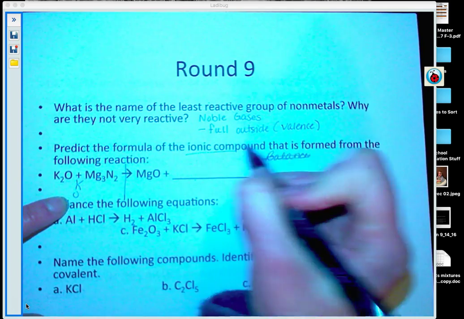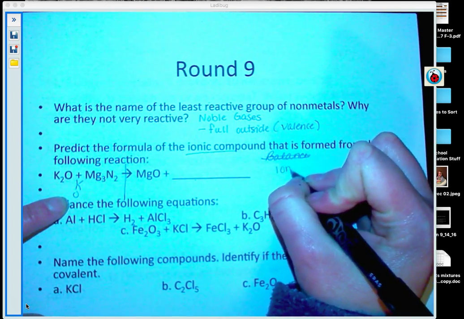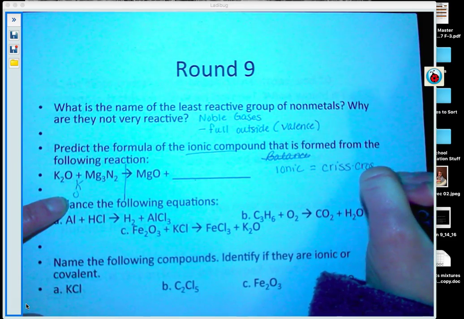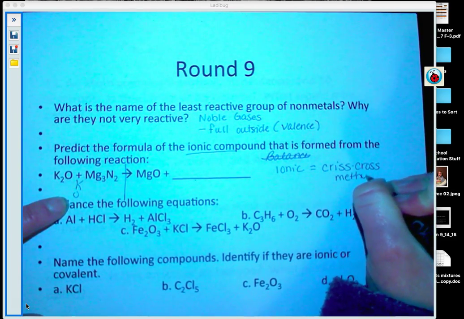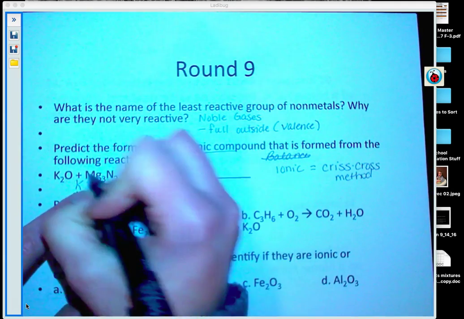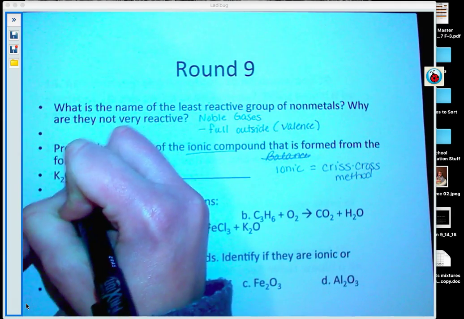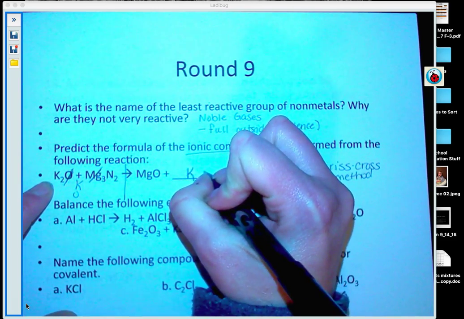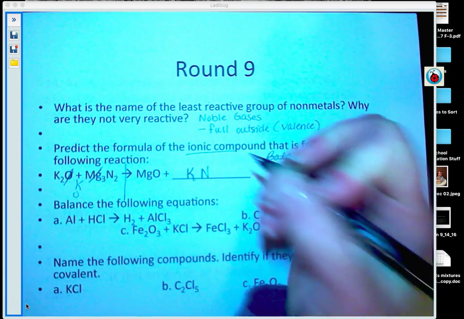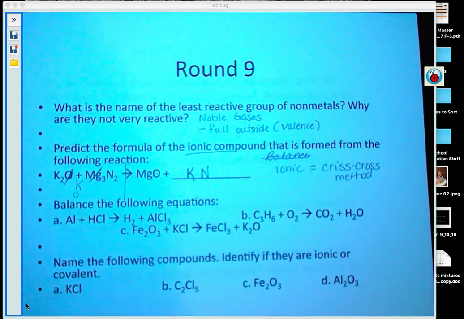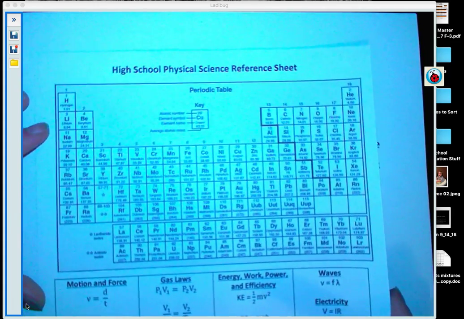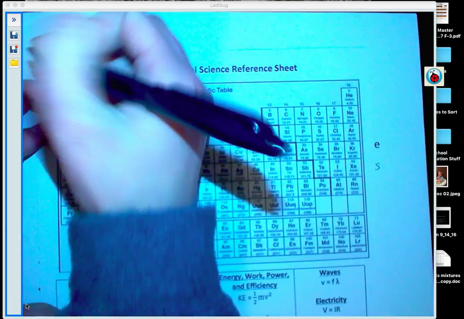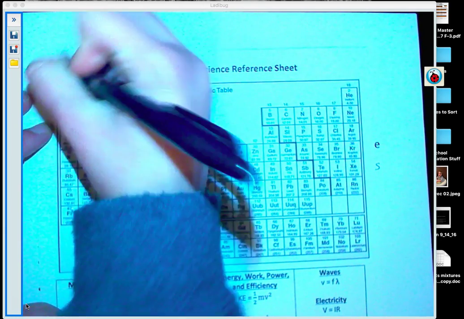It's going to be ionic. So remember, for ionic, we use the crisscross method. Okay, so we have Mg, we have O, so that means that we're going to need to put potassium, which is K, and we're going to need to put nitrogen, which is N. Now I'm going to go over to my physical science reference sheet. I'm going to find potassium. What group is potassium in? What is its oxidation number? Remember, it is a +1.